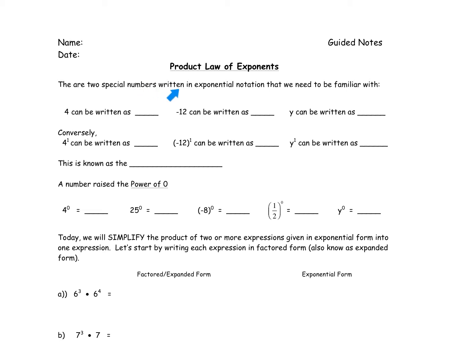There are two special numbers that are written in exponential notation that we're going to need to be familiar with. So 4 can also be written as 4 to the first power. Negative 12 can also be written as negative 12 to the first power. And even a variable y can also be written as y to the first power. This is known as the identity property for exponents.